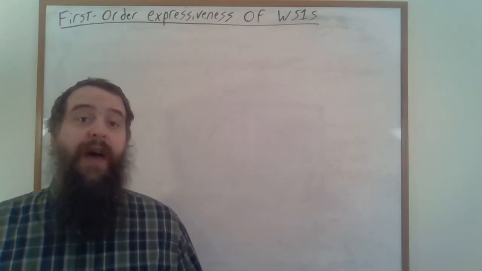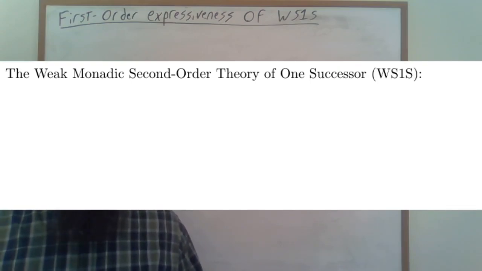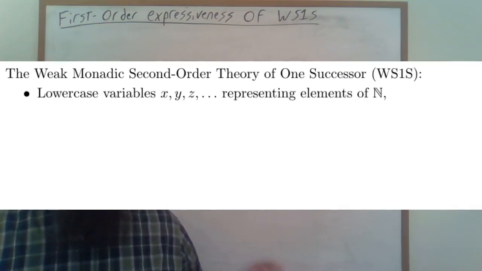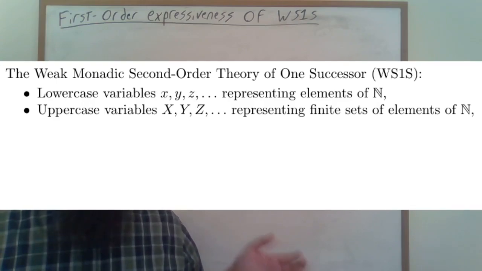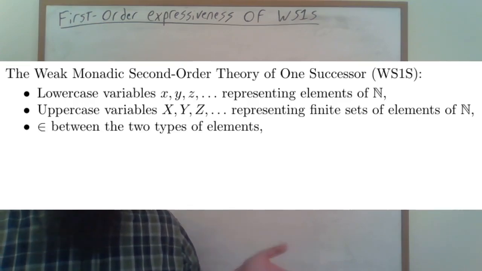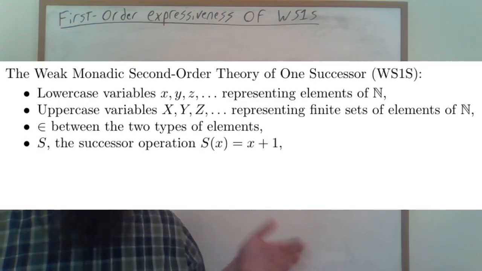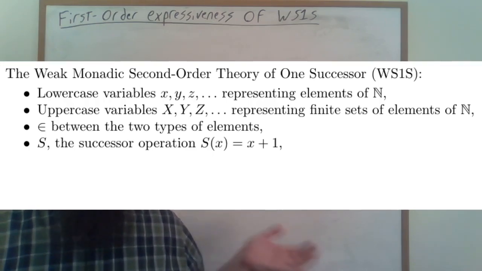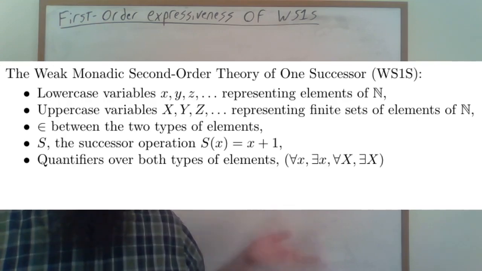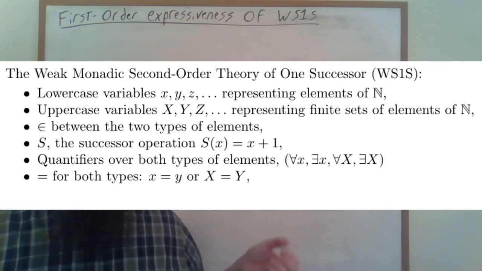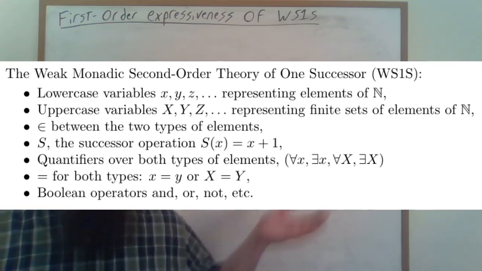In a previous video, I introduced the weak monadic second-order theory of one successor. It's a two-typed logic with lowercase variables representing natural numbers and uppercase variables representing finite sets of natural numbers. We then have the natural containment relation in between them, and we can also talk about the successor operation on the natural numbers, the +1 operation. And we also have all of the basic first-order logic stuff, quantifiers over both the first and second-order types, equality, both for first and second order types, and Boolean operations, and, or, not, whatever we need.